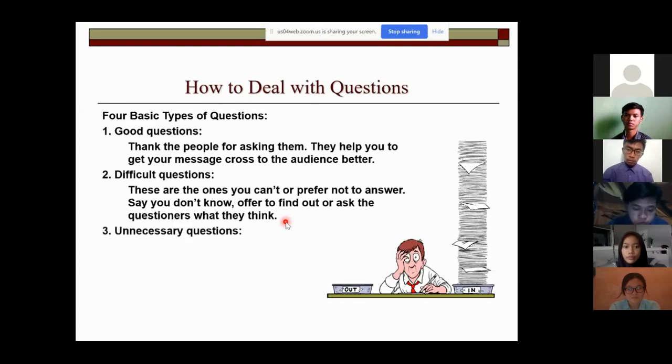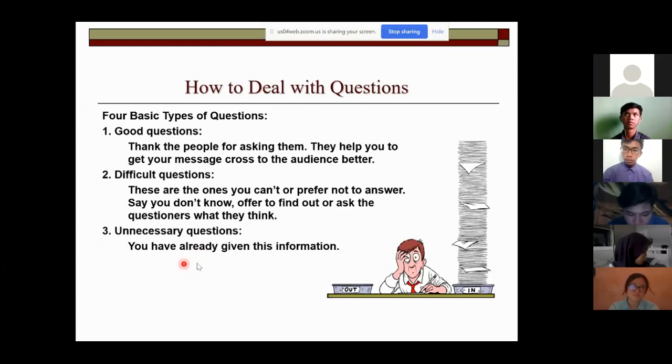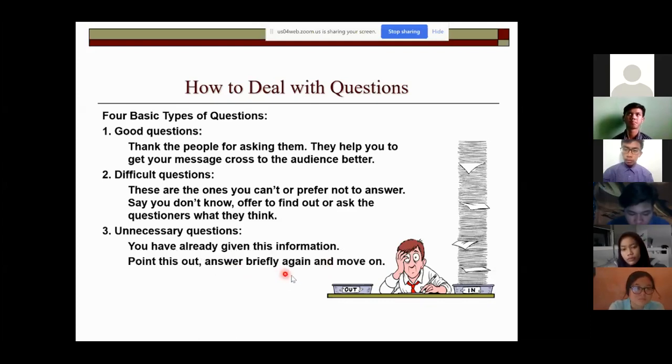Then, what about unnecessary questions? Sometimes in your presentation, your audience asks something not important. But as a good presenter, you have to face it. So what should you do? You remind yourself that you have already given this information just now. So point this out. Just answer briefly again and move on. Don't take long to answer or explain again because you have already given it.